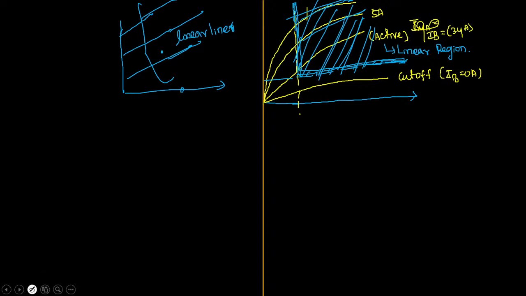Now, the second region is called the cutoff region. Cutoff region means what? Both the diodes will be in reverse bias. Whereas active region is what, sir? In active region, the emitter junction will be in forward bias and the collector junction will be in reverse bias. That is called active region. Do remember this. I told you we will be keeping our attention on three regions. What are those? One is cutoff region, second one is active region, third one is reverse active region.